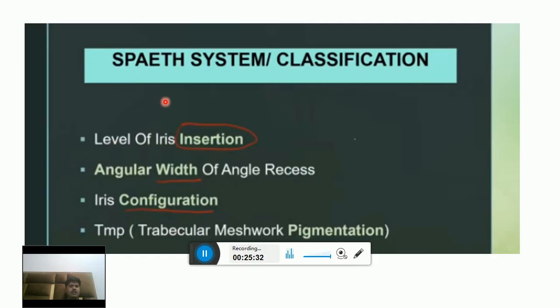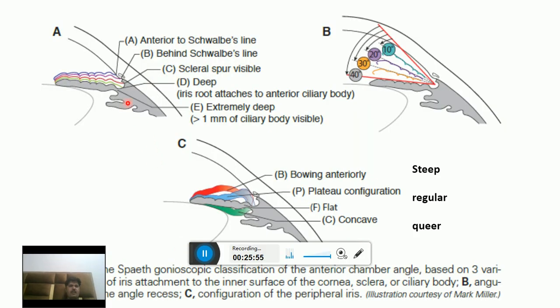Spaeth considered that available grading systems provided limited information, and he proposed a system that grades the three major features of angle anatomy: number 1, the level of iris insertion; number 2, the width of the angle; and number 3, the configuration of the iris. The level of iris insertion is represented by letters A through E. If the iris inserts anterior to Schwalbe line, it is described as grade A for anterior. If it inserts behind Schwalbe line, at the trabecular meshwork, it is grade B.